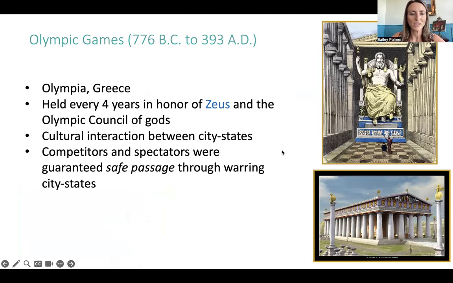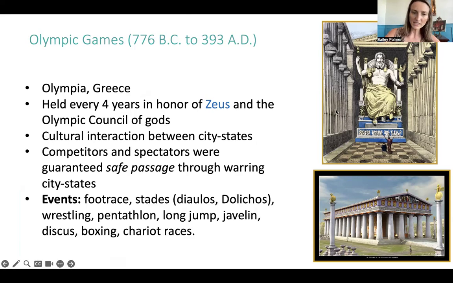Cultural interaction between city-states. I like this point right here: during the Olympics, they actually allowed safe passage for anybody crossing from different city-states into Greece or through Greece. So even those city-states who were at war with each other were at a ceasefire. They would not allow any engagement in war during the Olympic times. So spectators and competitors could pass back and forth across Greece from city-state to city-state, which I think is really great. What events did they do?